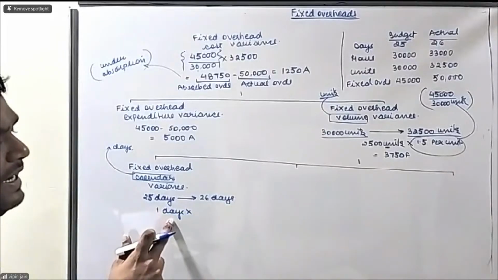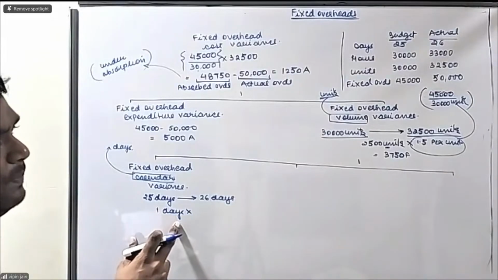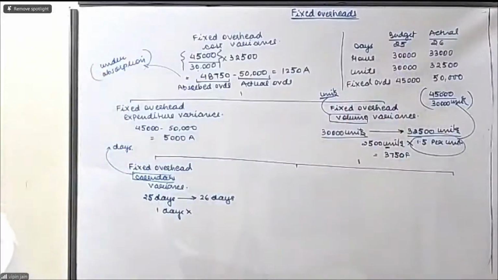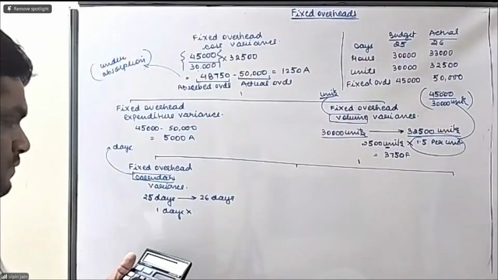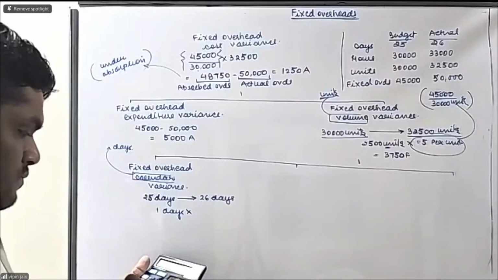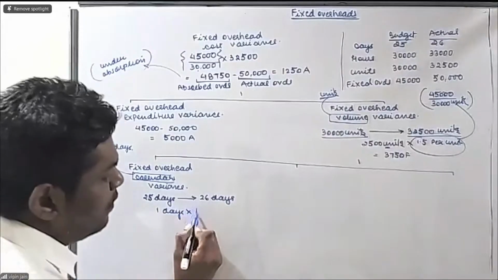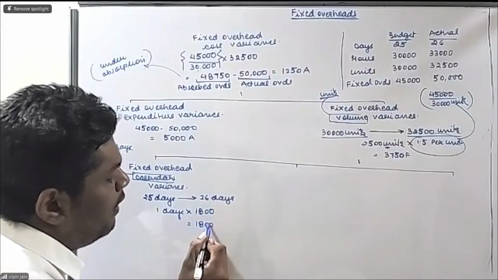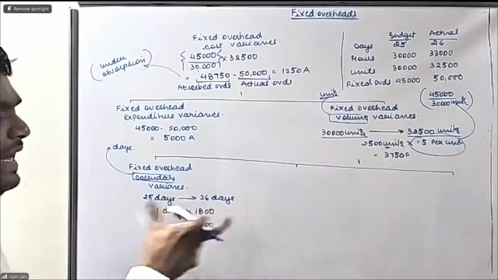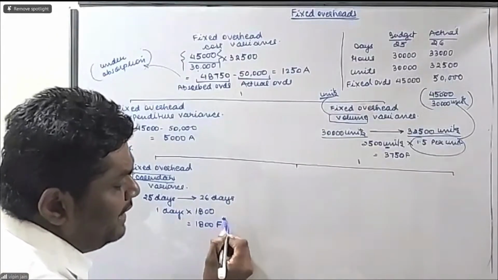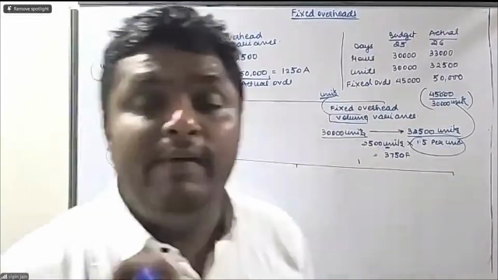Now, since it is rate per day, we'll be taking the rate per day. So 45,000 divided by 25. Very important, guys. This calculation is easy, but this part, it will be favorable. Do make a note of it that it will be favorable.